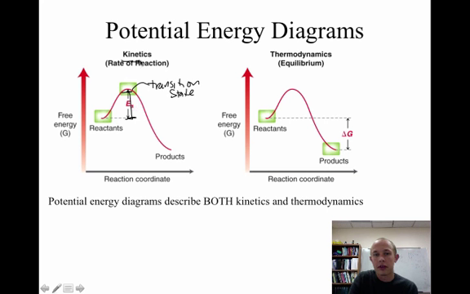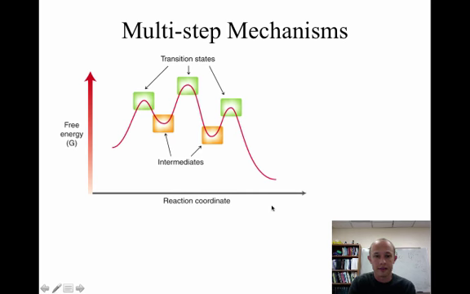That's kinetics. Thermodynamics just describes the relative energies of the reactants and the products, ignoring how fast those things are forming. If the products are more stable than the reactants, that's going to be an exothermic reaction, and in this class, a spontaneous reaction. Luckily for us, potential energy diagrams describe both kinetics and thermodynamics, so we can get a lot of information out of these potential energy diagrams.